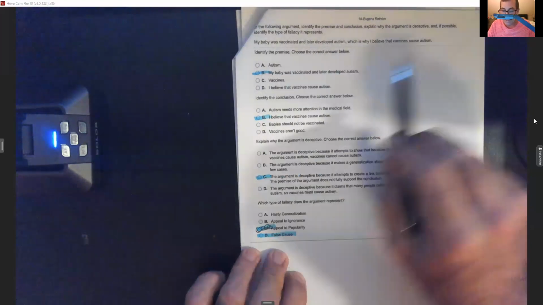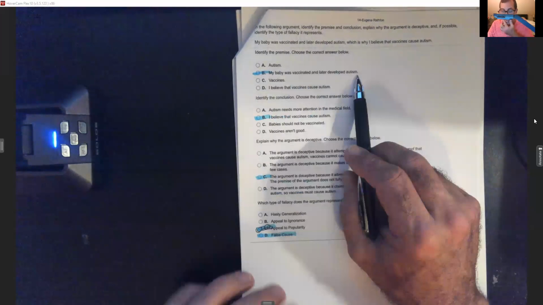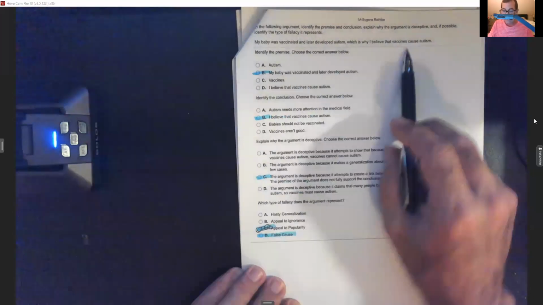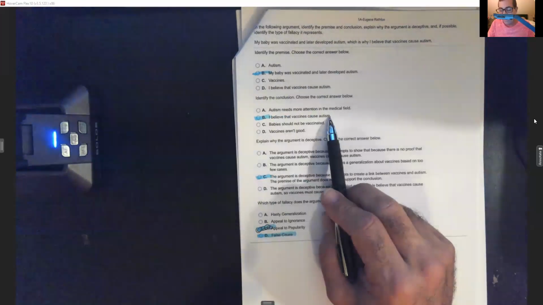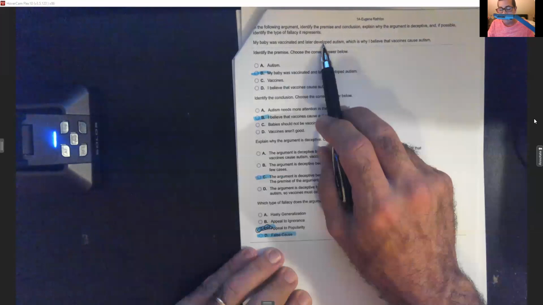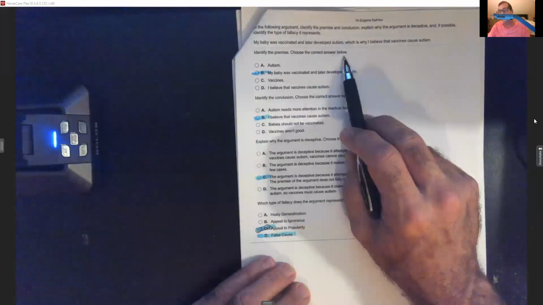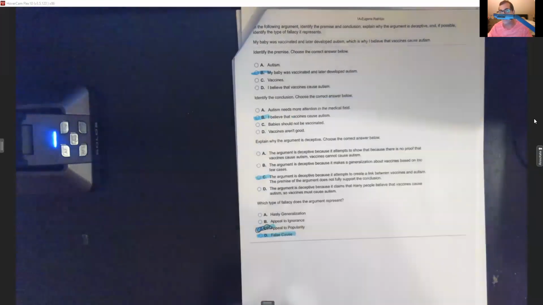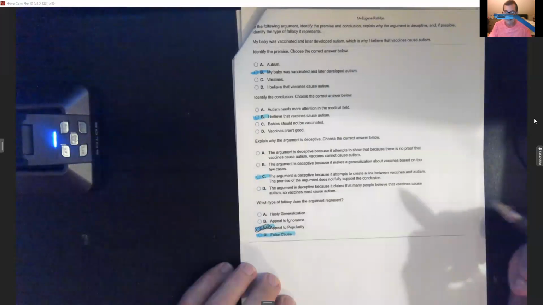So the premise is, my baby was vaccinated and later developed autism. The conclusion was, I believe that vaccines cause autism. Is that enough proof that this vaccine caused that autism? A lot of times autism is genetic and might not be caused by a vaccination, and might never have been detected in the prior past, right?